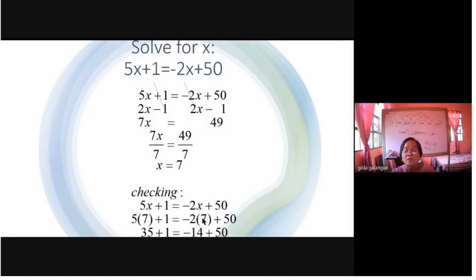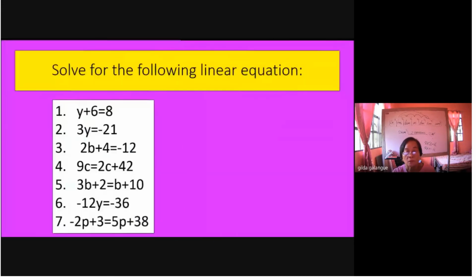What is negative 2 times 7? Negative 2 times 7 is negative 14 plus 50. This is unlike sign. We subtract. 50 minus 14 is 36. 36 equals 36. Therefore, our answer is correct.